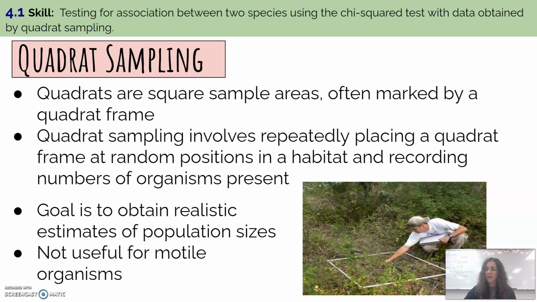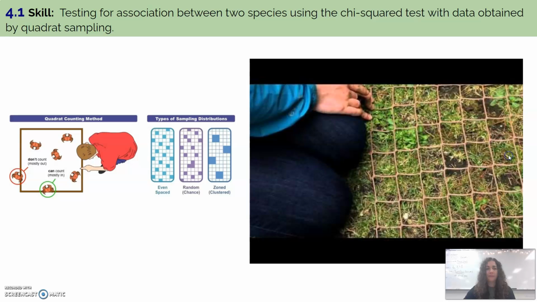It's not very useful for motile organisms, or organisms that move. If something can move around like a human, it's not very helpful to try and measure a 1 meter squared box and try to catch information from motile organisms.